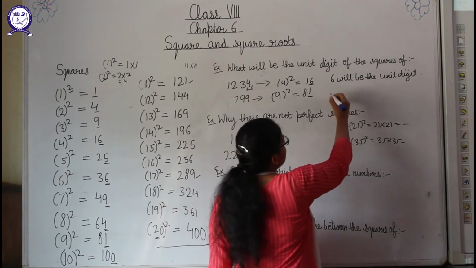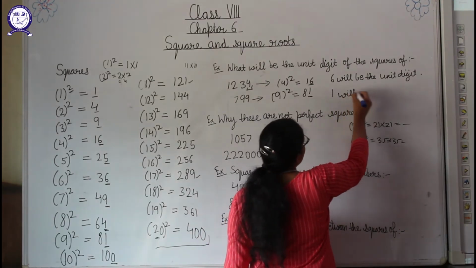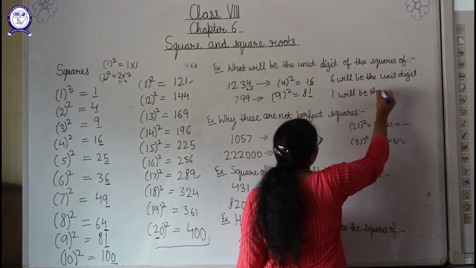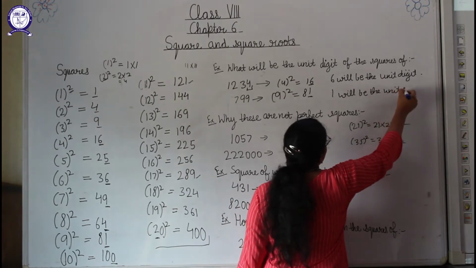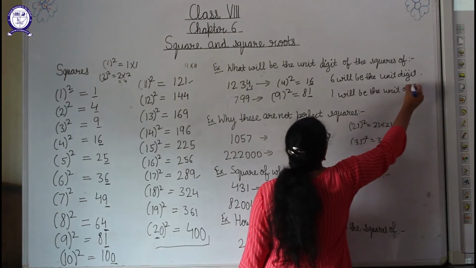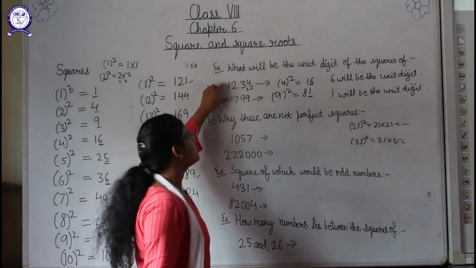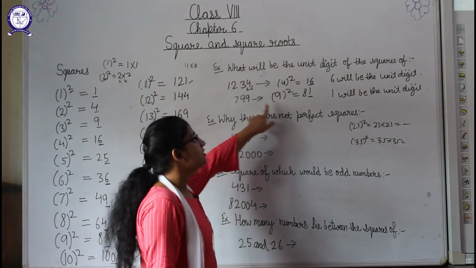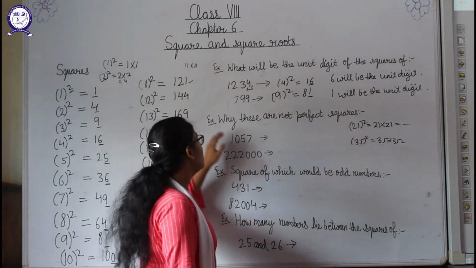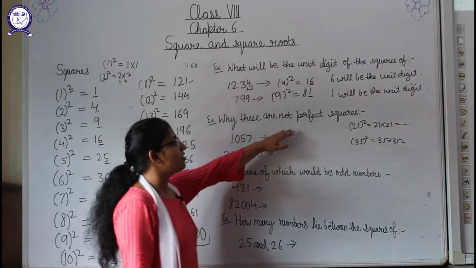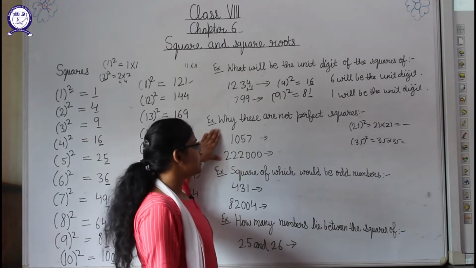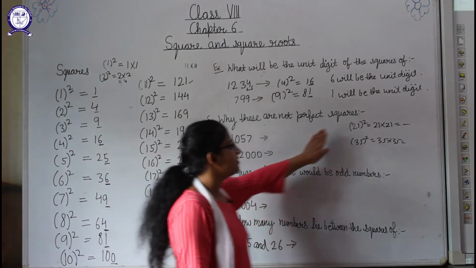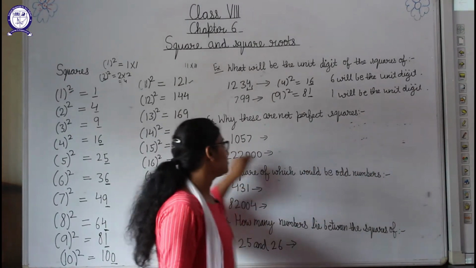So we will write that 1 will be the unit digit of the square. In these type of questions, you need not find the whole square. You can tell about the unit digit by solving the unit place only. Okay. Now next one is why these are not perfect squares. These two numbers are given to you and you have to tell why these are not perfect squares.